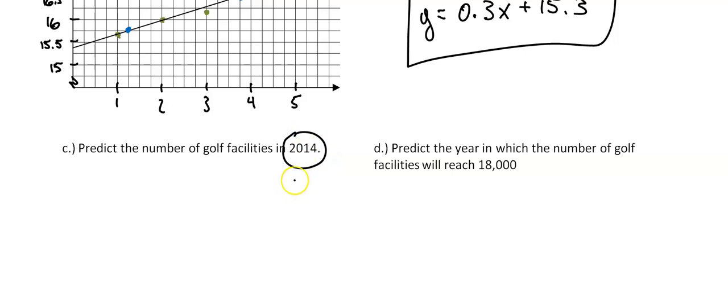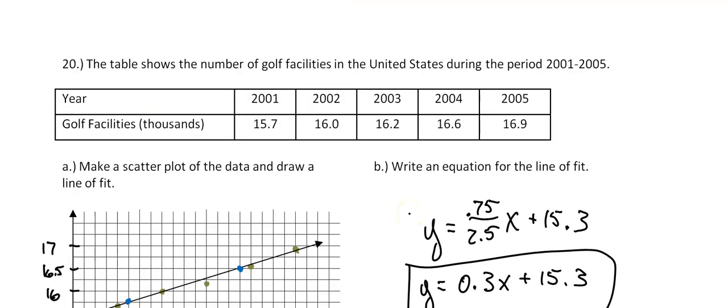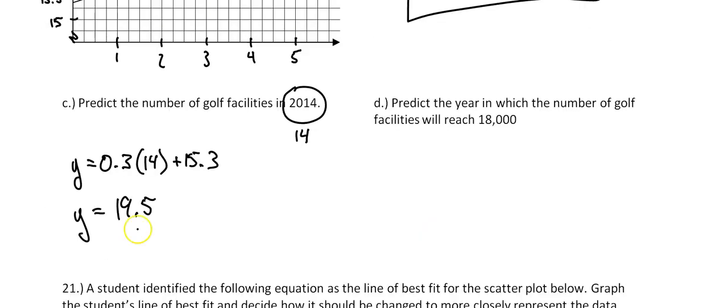Keep in mind, I rescaled this, so in my graph, 2014 would actually be a value of 14. So that means I'm going to plug a value of 14 into this. It's really important that you use the x value from your equation and from your graph, and not the actual year itself. So 0.3 times the 14 plus the 15.3 looks like about 19.5. And another thing to keep in mind, it said that was in thousands. So that means the answer here is 19,500. That's the best way to interpret that.